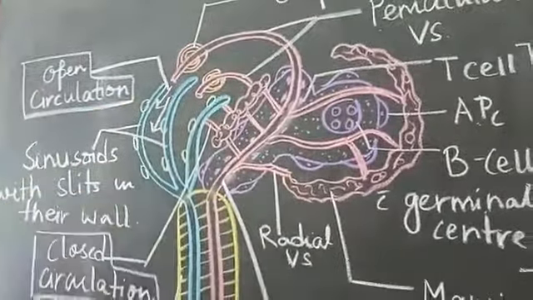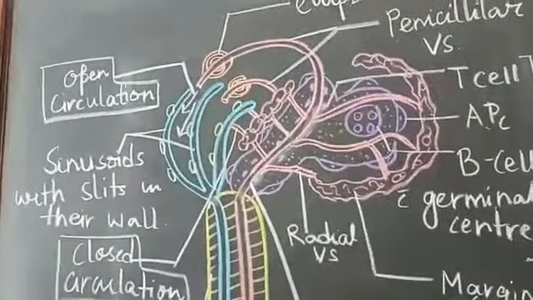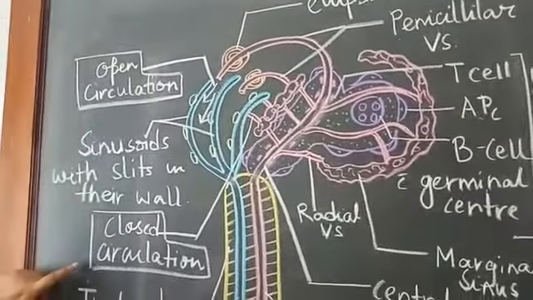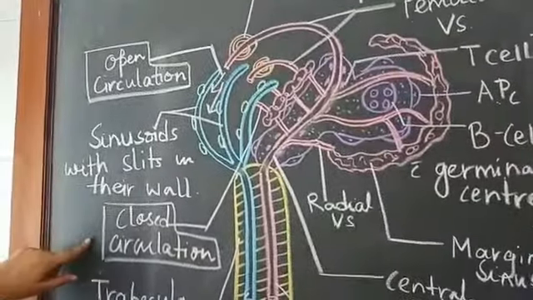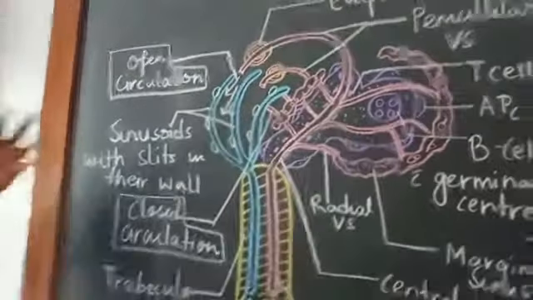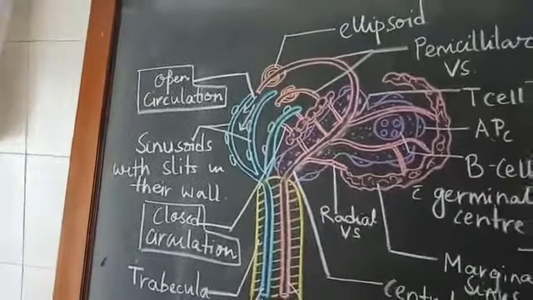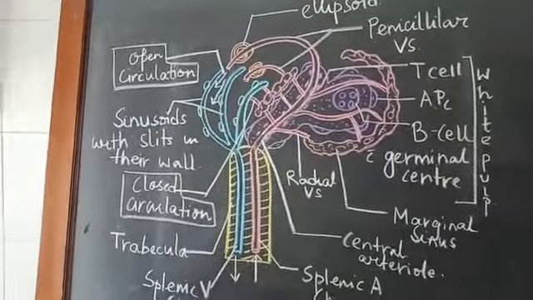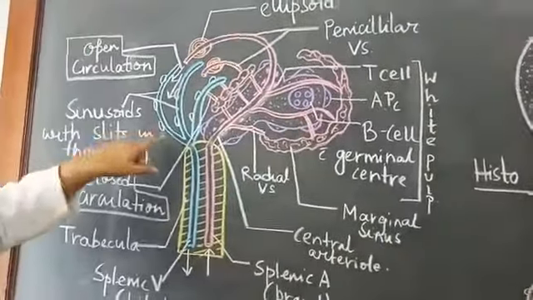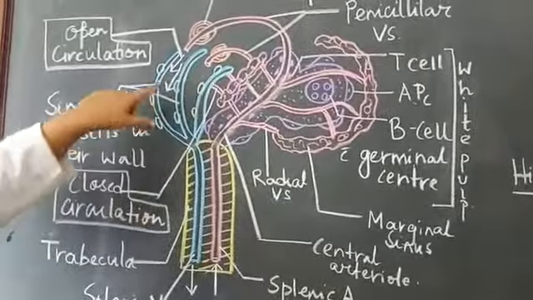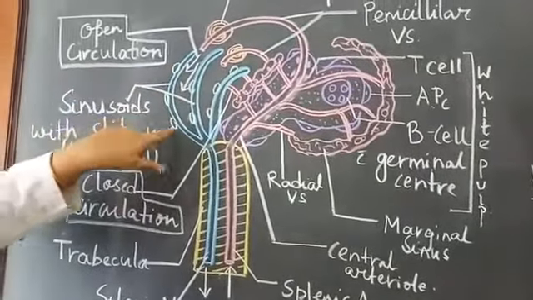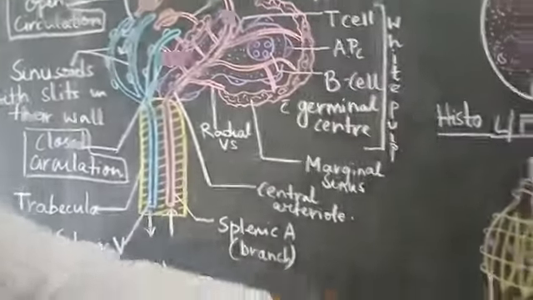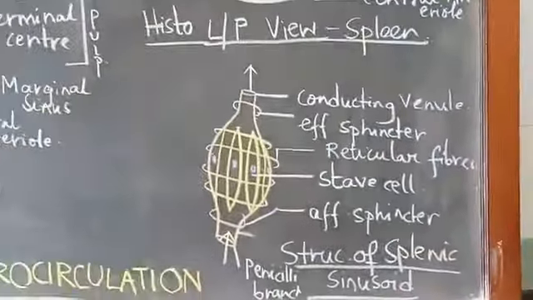After these penicillar straight branches, the blood will enter the splenic sinusoids, and there are two schools of thought regarding this. One is open circulation, another is closed circulation. Before that, let us know a little about the structure of the splenic sinusoids. You see this blue colored structure, these are the sinusoids. They are just like the structure of blood vessels, but their walls are fenestrated. That is, there are certain slits, so it is perforated. This is the structure of splenic sinusoids in detail.